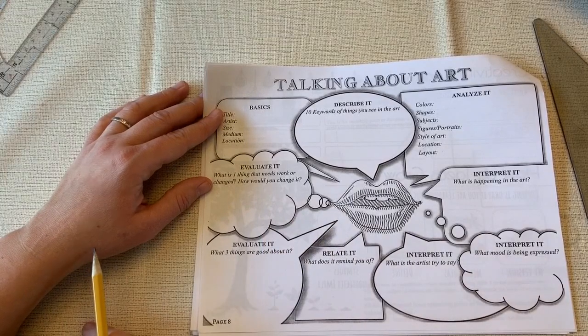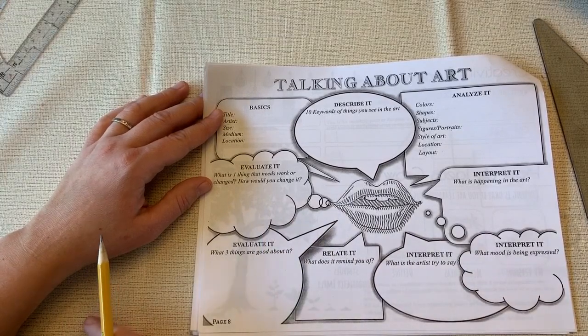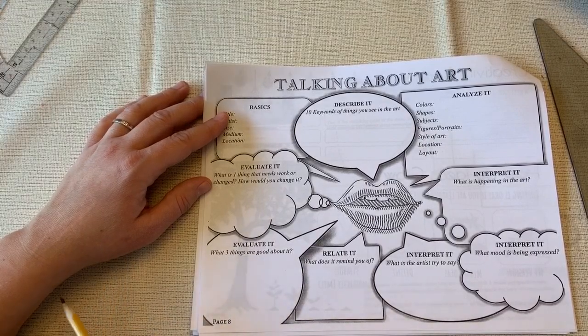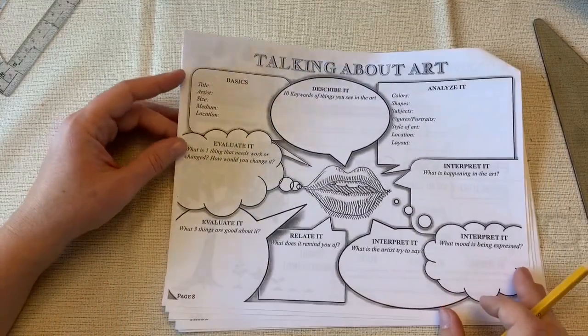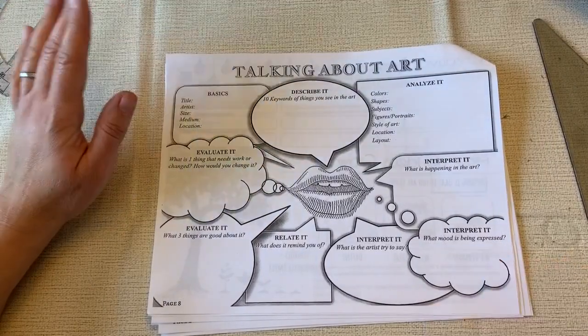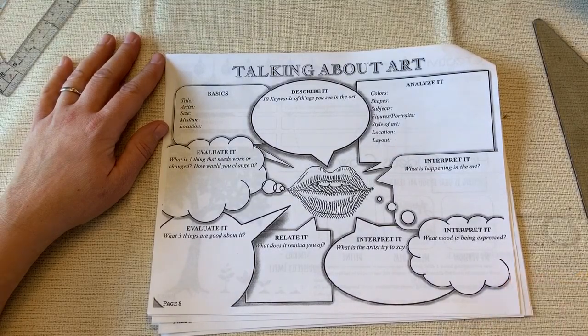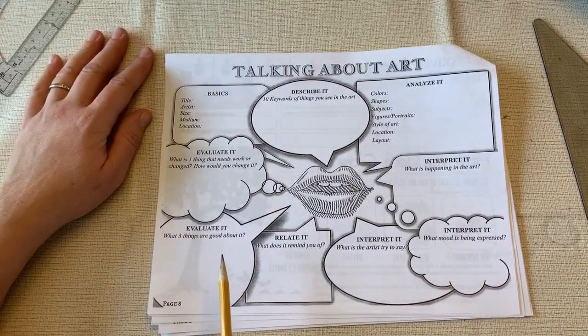So talking about art is not just whether you like it or not. It's breaking it down. It's connecting with it. It's doing so many different things. You don't have to necessarily use full sentences for everything. Pick one of the pictures on my art wall of fame and fill this out, and that's it.